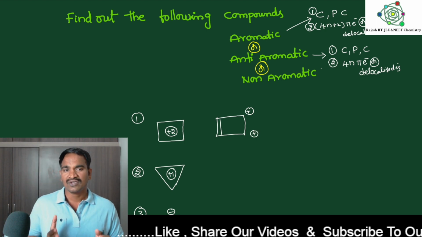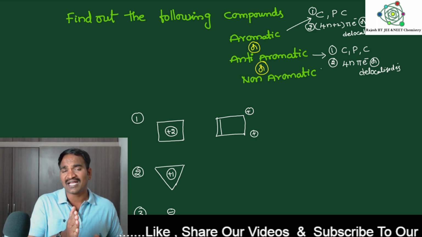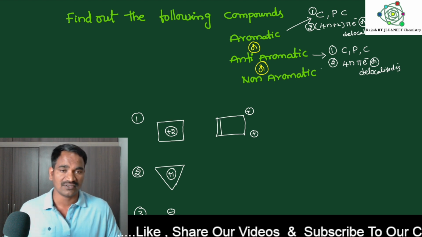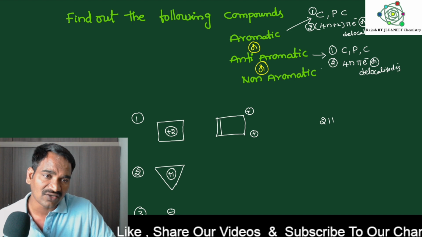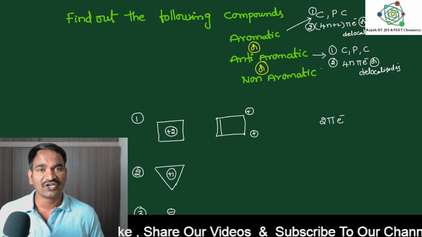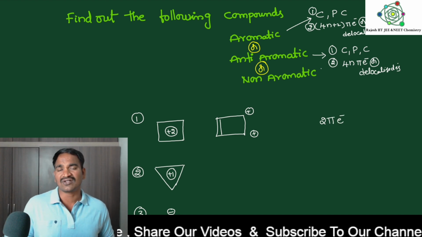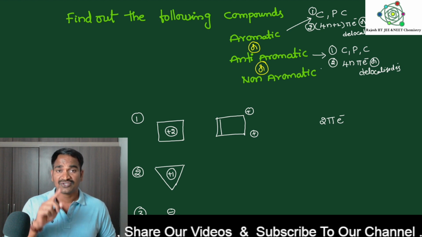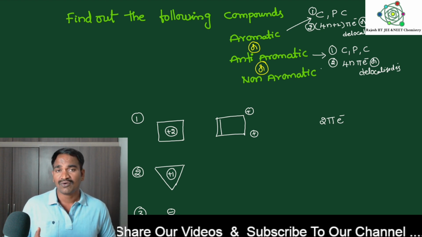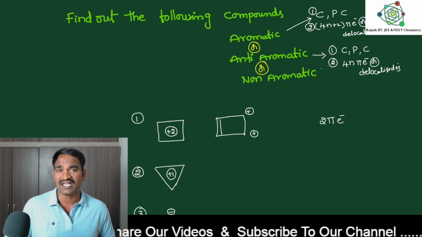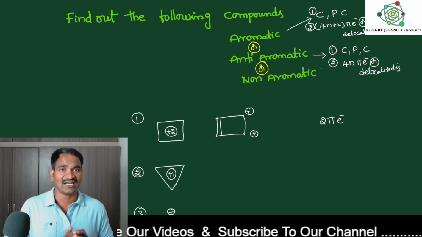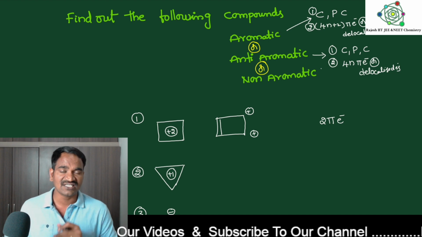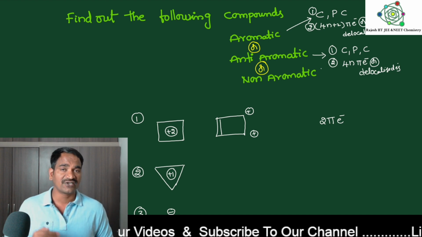So here, how many delocalized electrons are there? First you count. Two pi electrons are involved in the delocalization. Two pi electrons means the n value is how much? Zero, you know very well. In 4n plus 2 pi electrons, if you take n as 0, it should be 2 pi electrons. So it is satisfying the Huckel rule, which is related to aromatic.